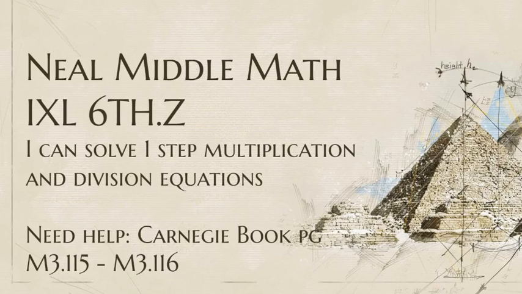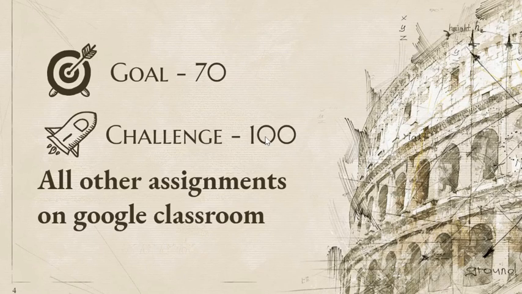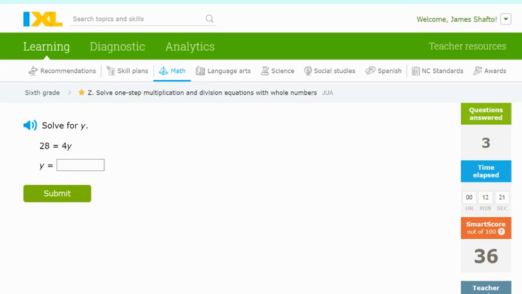Today, we're working on solving one-step multiplication and division equations. If you need extra help with this, you can find it by looking at the video from Carnegie, page M3 115 to M3 116. In this activity, your goal is to get to 70, and your challenge is to get to 100.